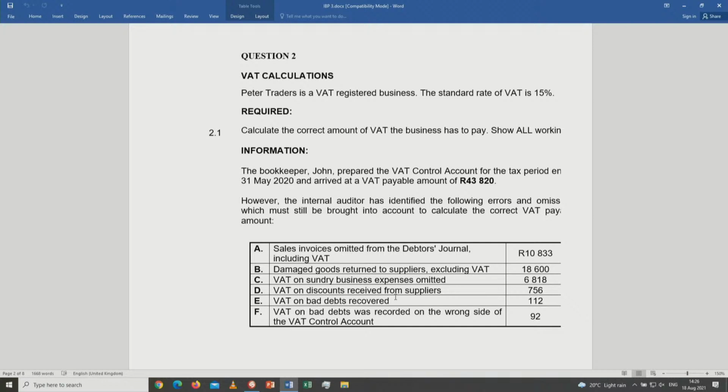Right? It says there, question two, VAT calculations. Peter Traders is a VAT registered business. The standard rate of VAT is 15%. Calculate the correct amount of VAT the business has to pay. Show all workings.